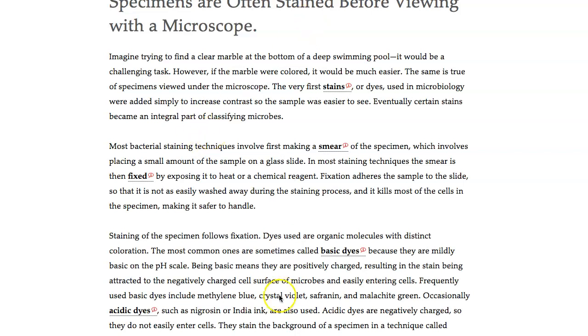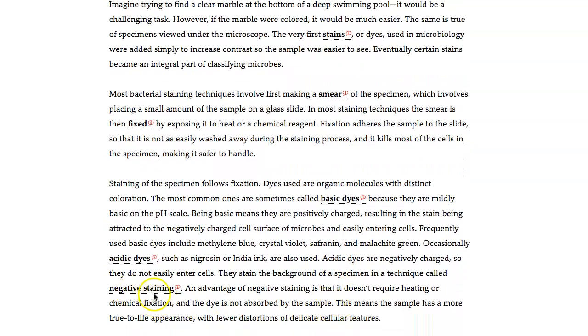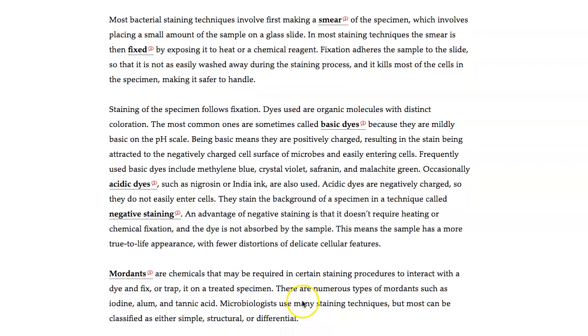So some of the stains, as you can see here, the most common ones are called basic dyes, which means they're positively charged, and they will therefore interact with the cell, which is negatively charged. So it's sort of an electrostatic interaction. Some of these include methylene blue, which gives a deep blue color, crystal violet, which gives a purplish blue color, safranin, which is red, and malachite green, which obviously is green. Sometimes there are acidic dyes that are used. So you'll be seeing some of that later on in your staining procedures.